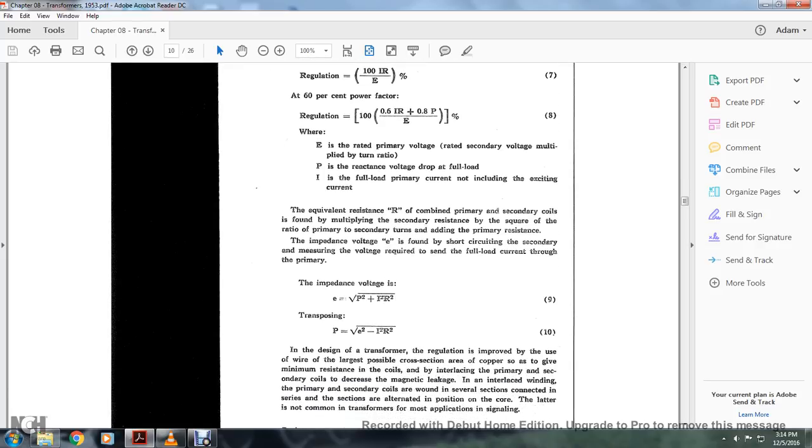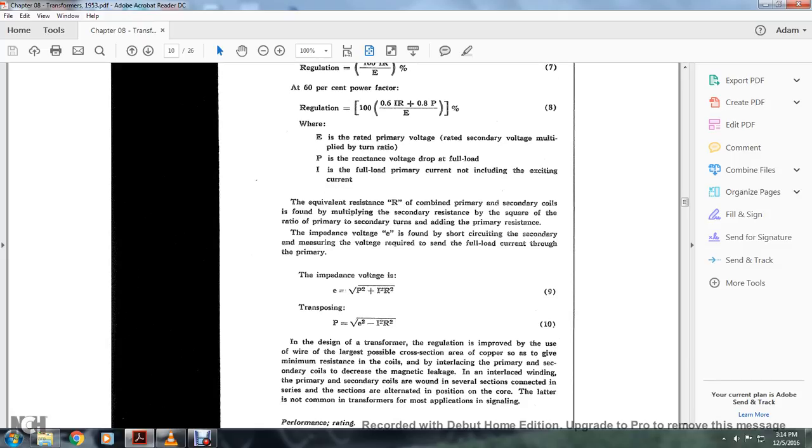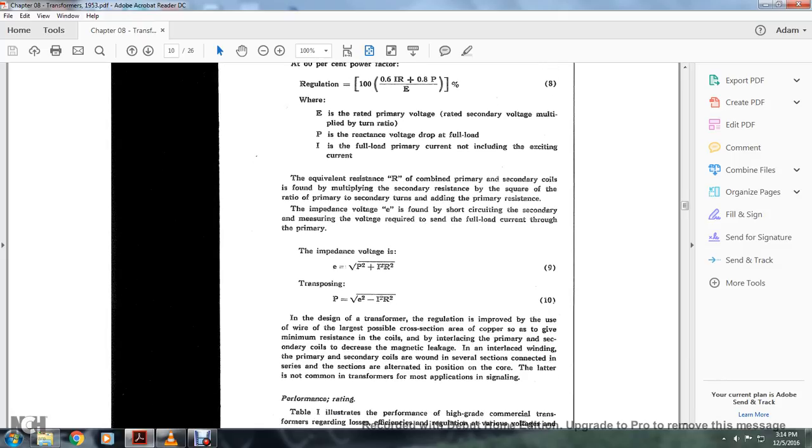In designing for transformer regulation, improvement is obtained by using the largest possible cross-sectional area of copper wire, which gives the minimum resistance of the coil, and by interlacing the primary and secondary coils to decrease the magnetic leakage. The interlaced winding of the primary and secondary coils is wound in several sections, connected in series, alternated in position on the core. The latter is not common in signal transformers, which are mostly rated for performance.